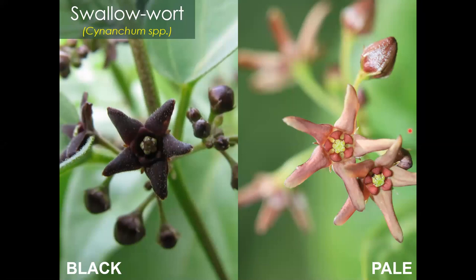Pale swallowwort is often this light pink or even close to a white. The petals are about twice as long as they are wide at the base, and they're also five-petaled. So again, these flowers will be present usually from mid-June into early parts of July.